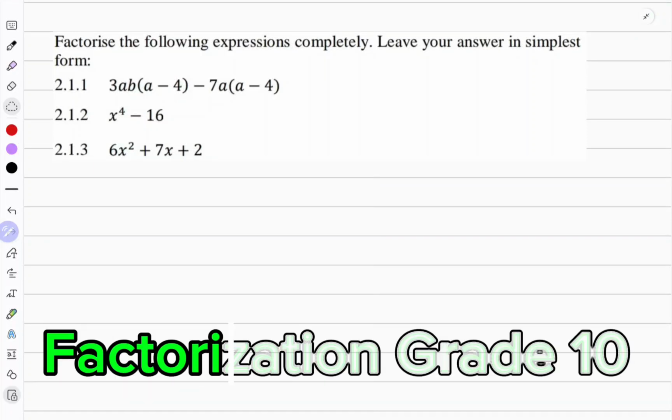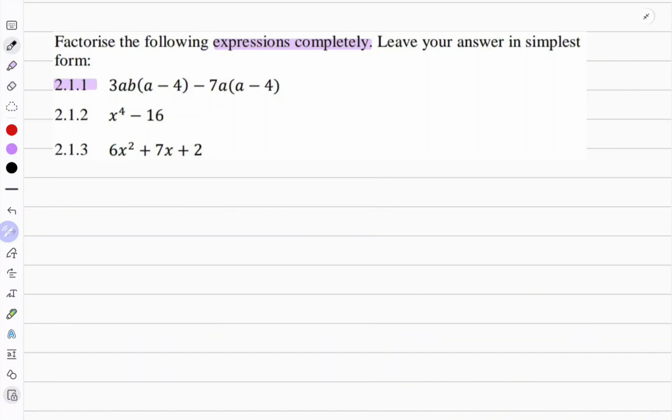Today we do factorization. So the scenario goes as follows. It says factorize the following expressions fully. Leave your answer in the simplest form. So if you look at the first question, you have 3ab into a minus 4 minus 7a into a minus 4.